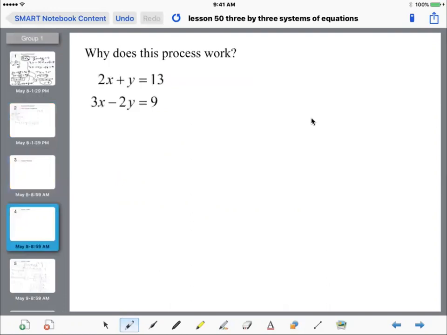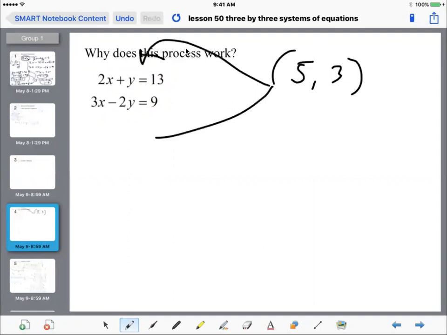I want to say a little bit about this elimination method, because we learned it back maybe in 9th grade, even 8th grade, but it's really kind of mysterious, like why does it work? And I want to tell you a little bit about that. So we know that the answer is 5, 3. And 5, 3 does make both of these equations true.